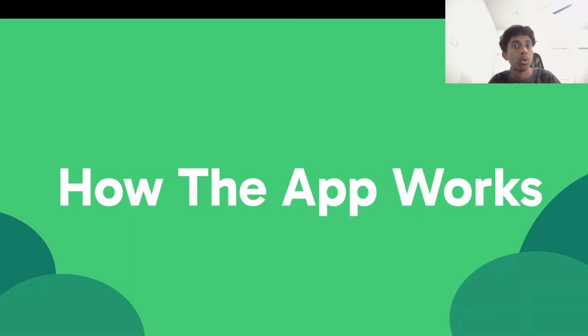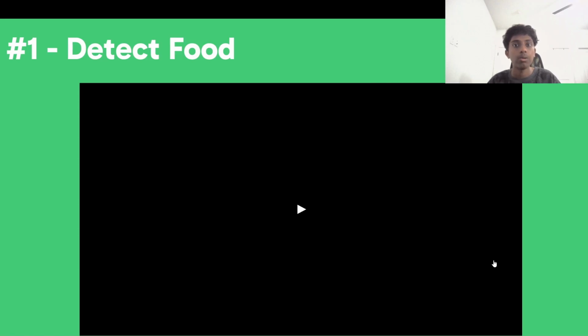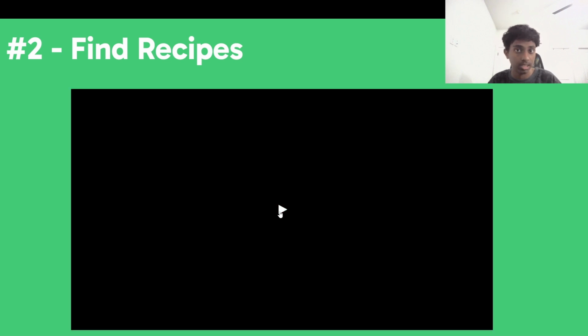So how does my app work? So the first step of my app is that it will detect food. So in this clip, as you can see, I'm just walking into my fridge, and there is a stick of butter in my fridge, and as you can see, my AI model can accurately detect this butter. It will add this ingredient to a list from which it will find recipes, which is the second step.